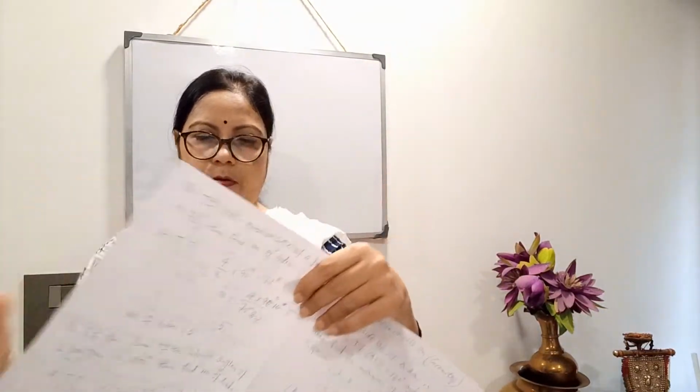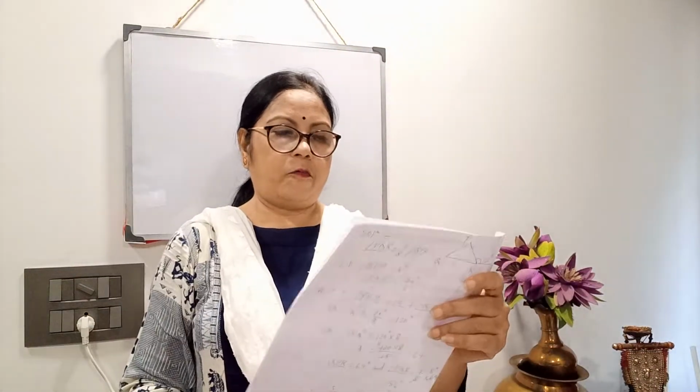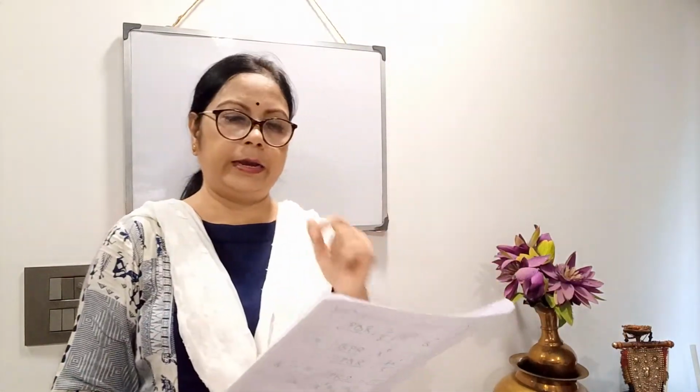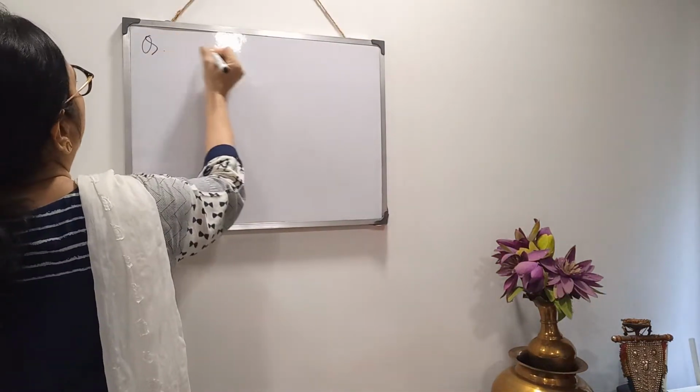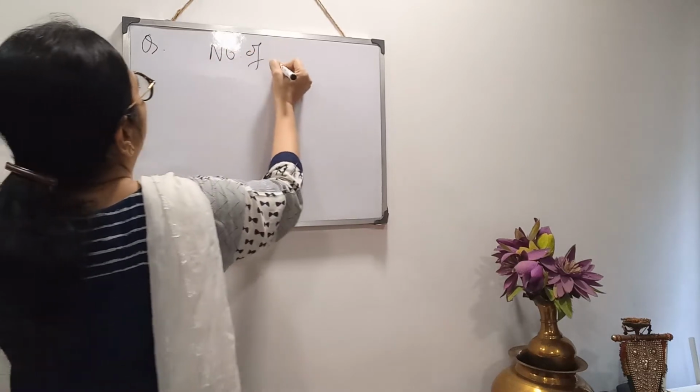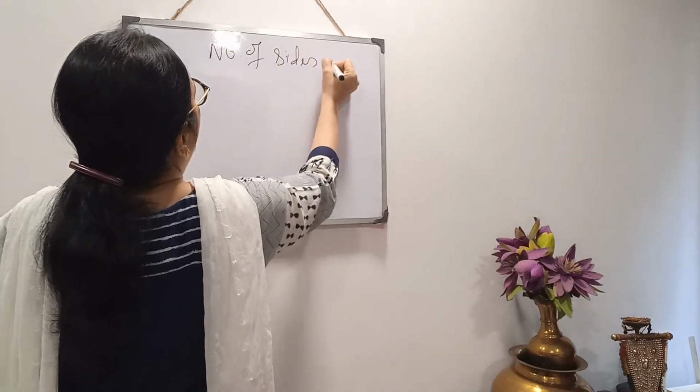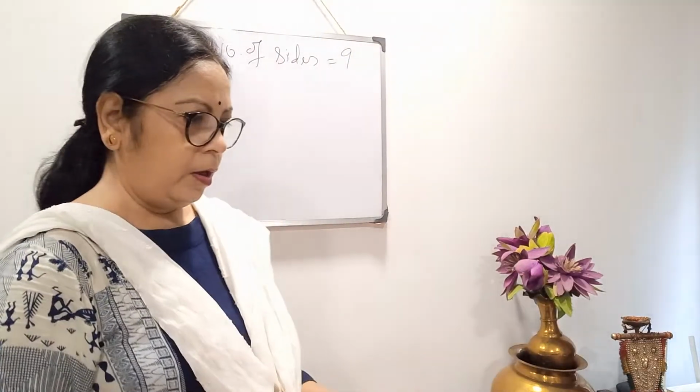Next one. Here it is told that find each interior and each exterior angle of a polygon of side n. In previous problems you have seen that you had to calculate the number of sides. Here the number of sides is mentioned. Clear? So number of sides given, 9.